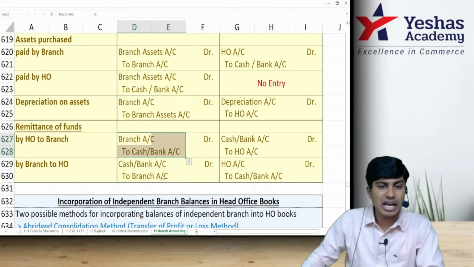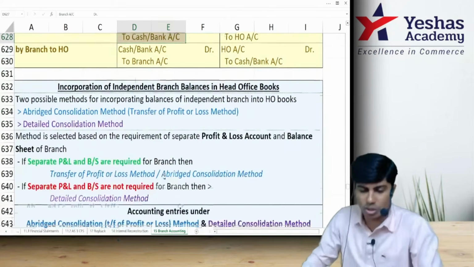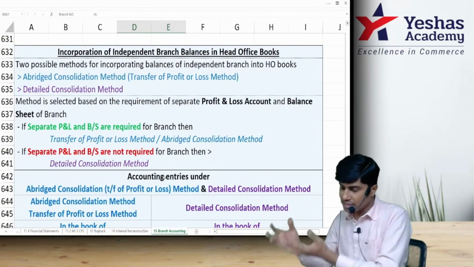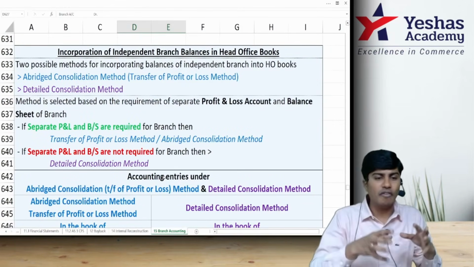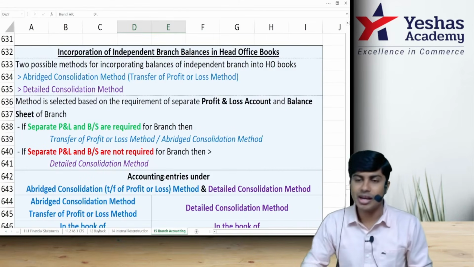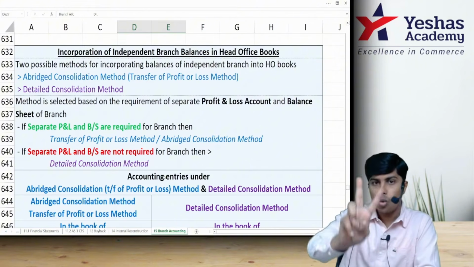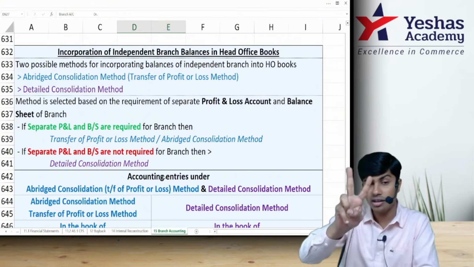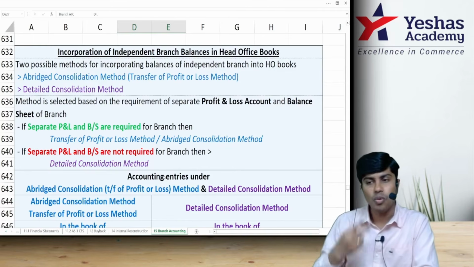Now let's discuss updation, or what we call consolidation. Branch has maintained its records independently. These records have to be now brought into head office books and then merged with head office books. How to merge them? There are two methods of consolidation. One, abridged consolidation. Two, detailed consolidation. What is the difference?